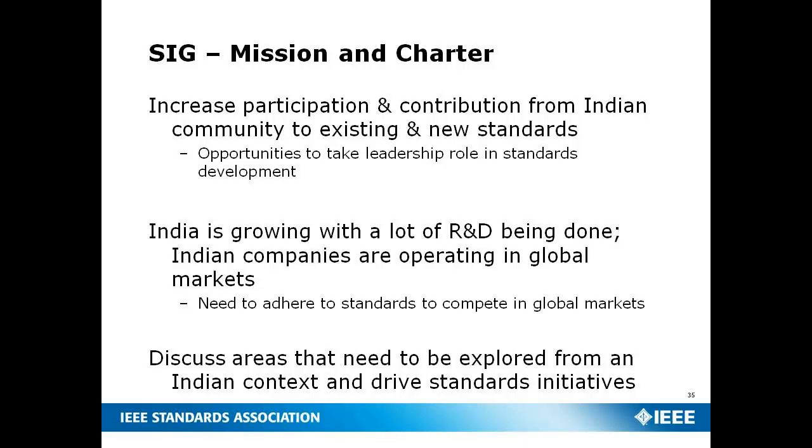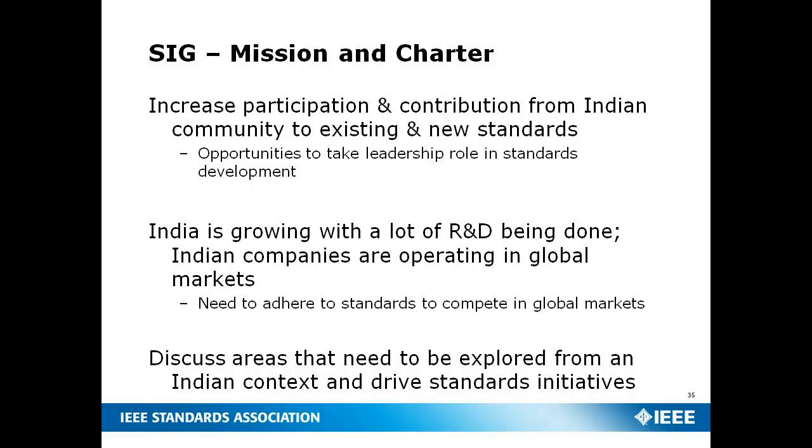And for us to be able to compete in global markets, we need to understand and embrace standards and be able to participate in standards development, make sure that our products are standards compatible so that we can go and sell these products in a global community.